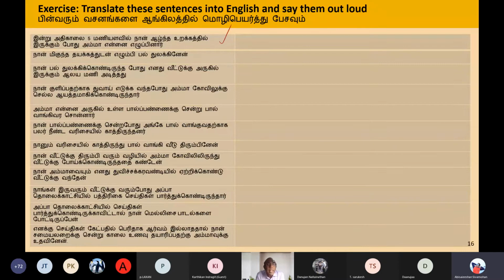Dhanujan, you want to say? Okay, Dhanujan, go ahead. While I was brushing my teeth, the bell of the near temple. No, wait, sir.